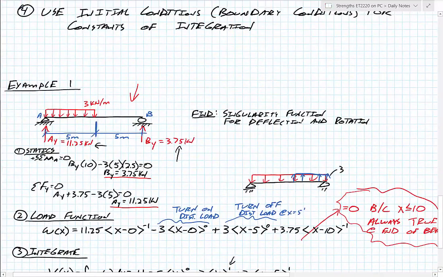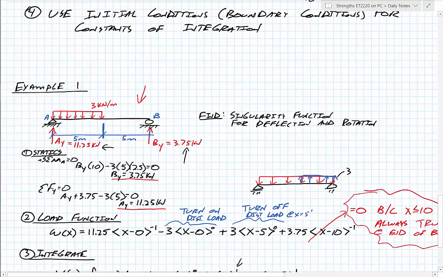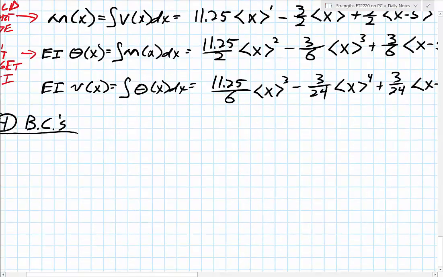So if I come up to here, I don't really know much about the slope. I do know the deflected shape. If I had to draw or sketch it, it would be something like that, very exaggerated. But I know what my v value is. That deflection is going to be 0 at point A because it's a support, and 0 at point B. So those are my two initial or boundary conditions that I'm going to use.